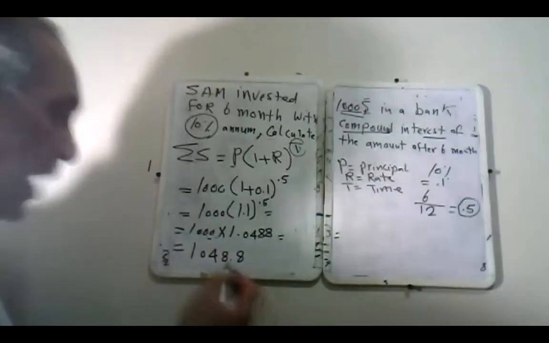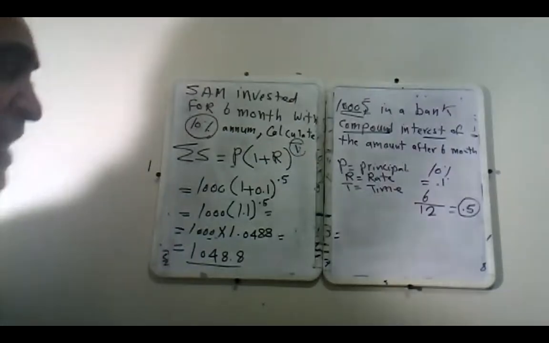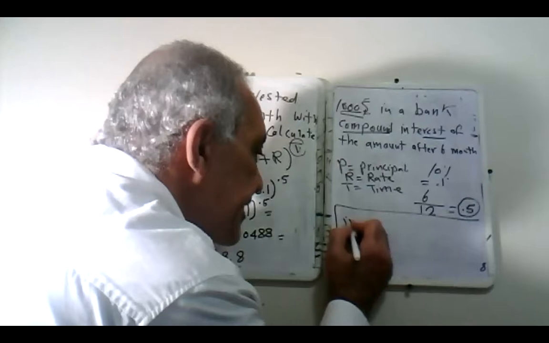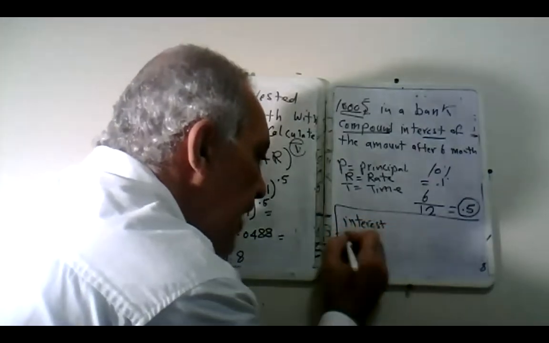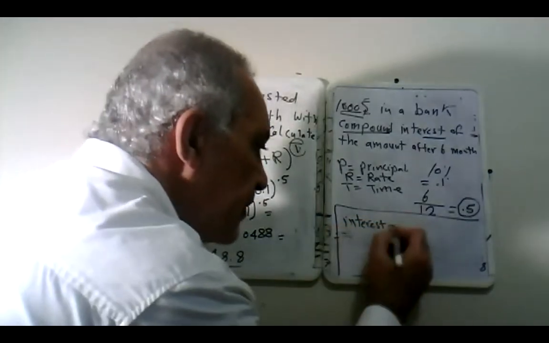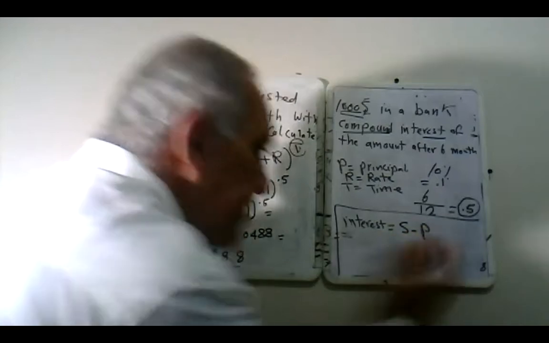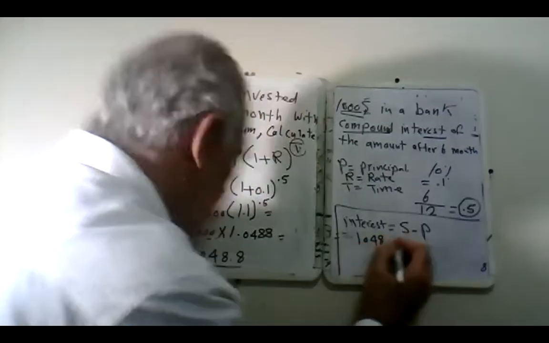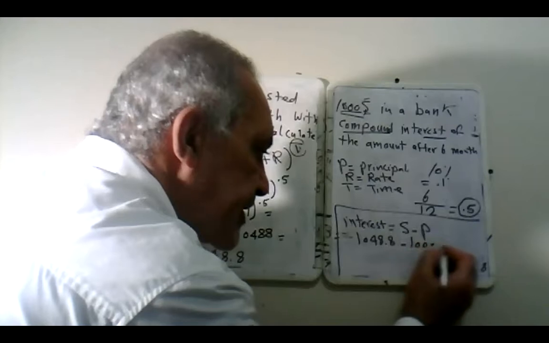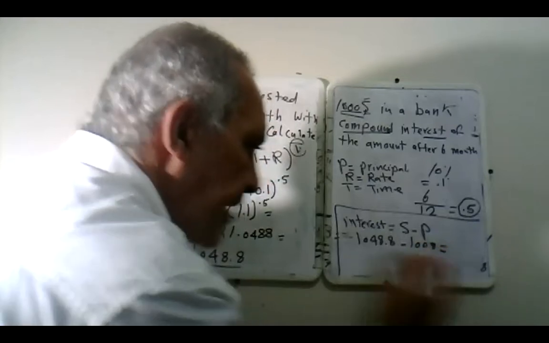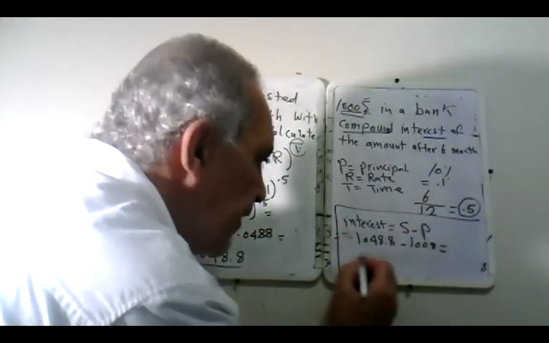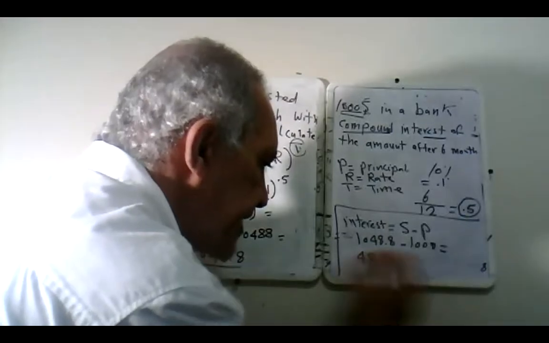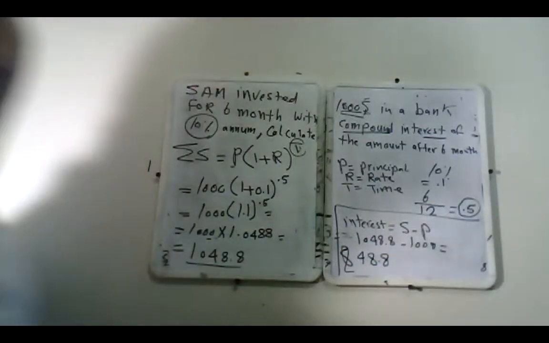Okay, you got now the amount at the end of the period, but can we get the interest? How much is the interest which I got? The interest will equal the future value minus the principal. The future value, which we got, is $1,048.80 minus the principal, which was $1,000. So what I got here as interest will be $48.80. This is the interest which I get at the end of the period.